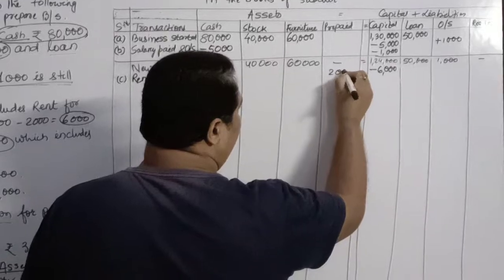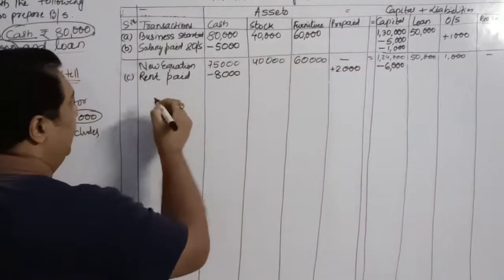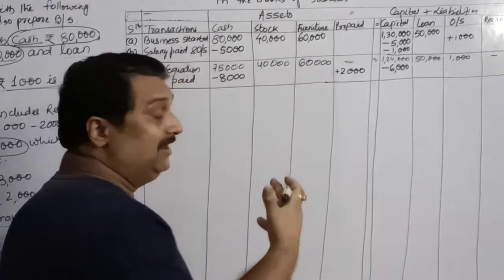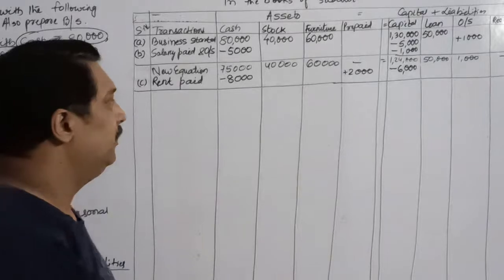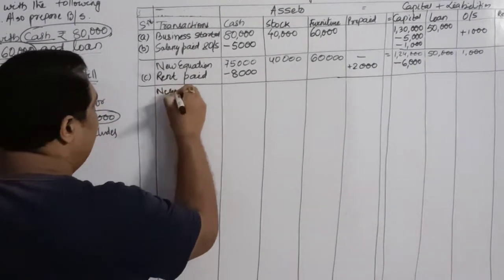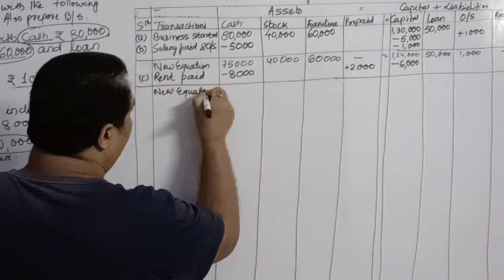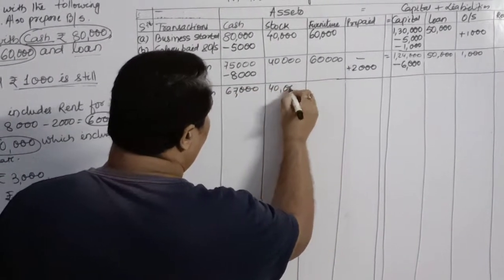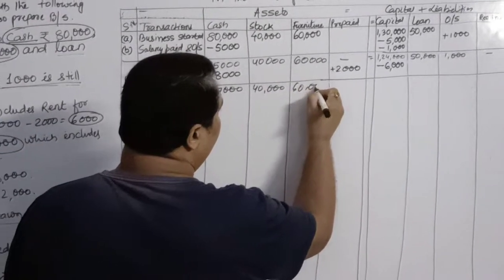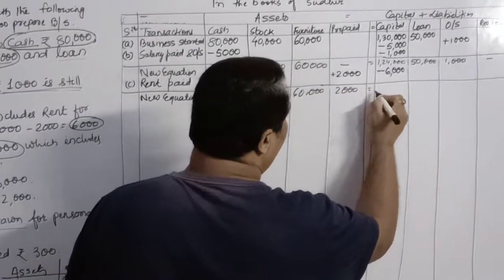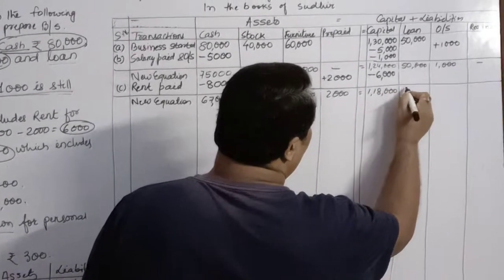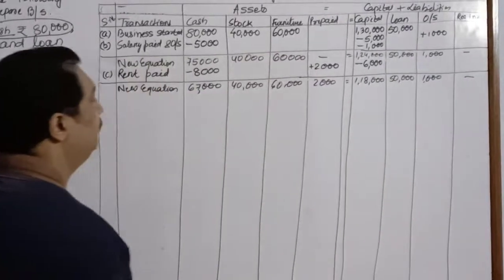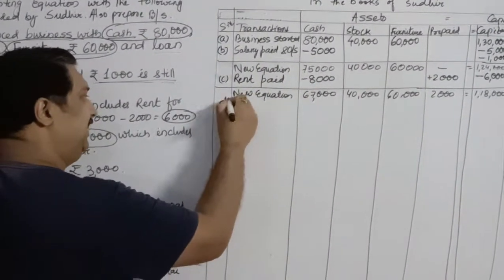So I will write over here prepaid. My asset will increase because I have paid the expense in advance and I will get the benefit of that in the next year. So that becomes my asset. Once again, new equation. It is 67,000, 40,000, 60,000, 2,000, 1,18,000, 50,000, 1,000, no change.